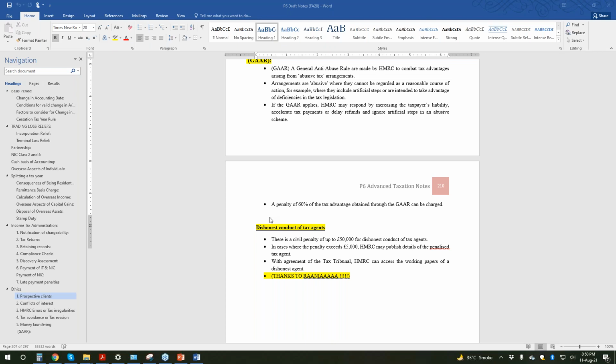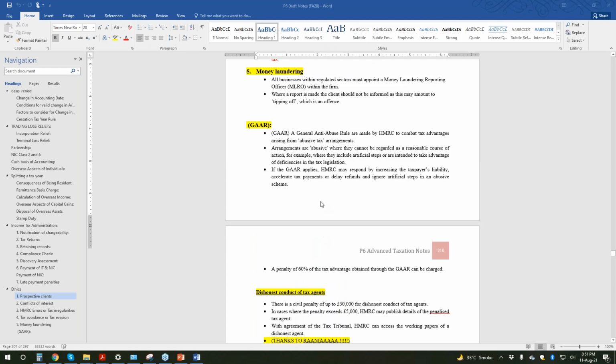However, if HMRC imposes a penalty which exceeds 5,000, the law gives permission to HMRC not only to penalize that tax agent but also to publish the details of that tax agent or company in the newspaper or other forms of communication or forms of media.